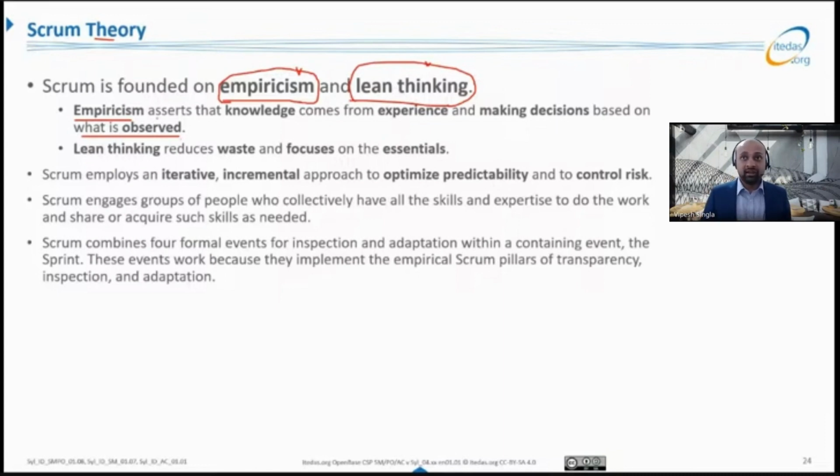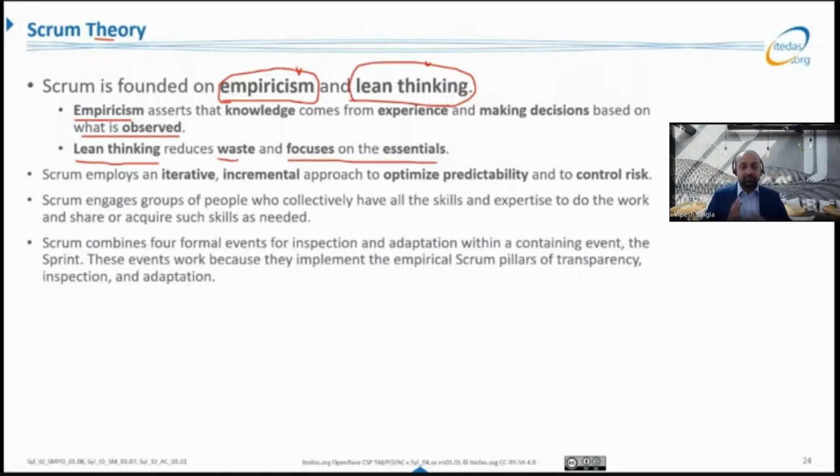Then what is the second underlying idea on which Scrum is built? Lean thinking reduces waste and focuses on the essential. This is another thing: reduce the waste. There are two main aspects of it. One is within the product which you are building, reduce the waste in that. Another is the ways of your working, the process you are following, reduce the waste in that. From these two angles they talk about reducing waste and focusing on the essential. Let's go a little bit deeper into what it means.